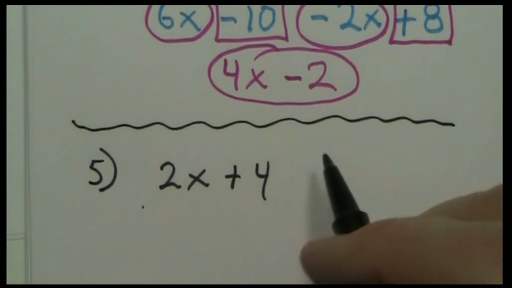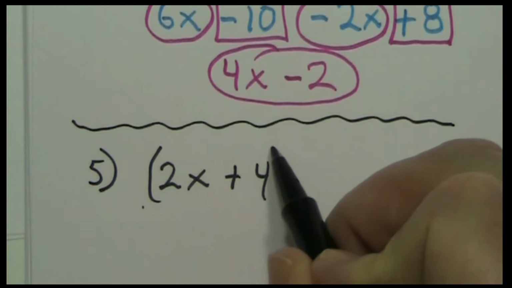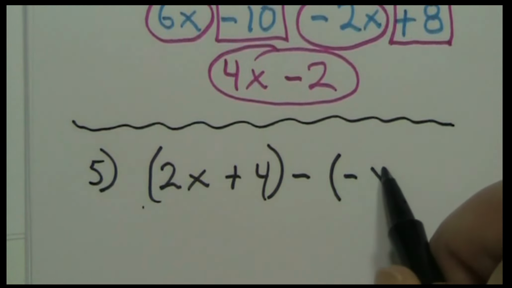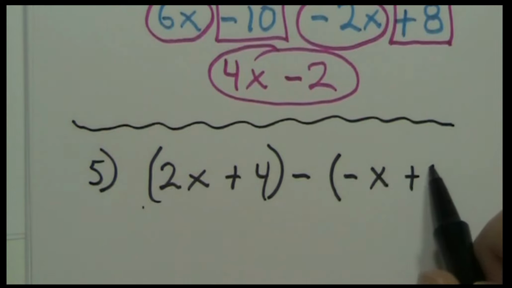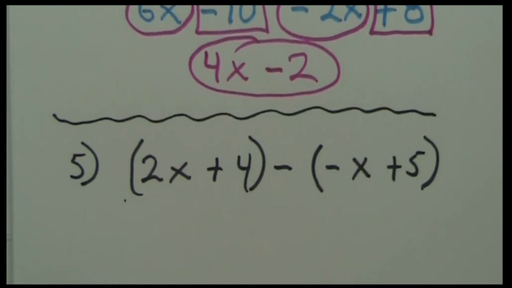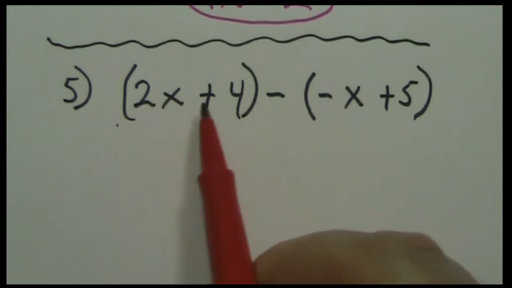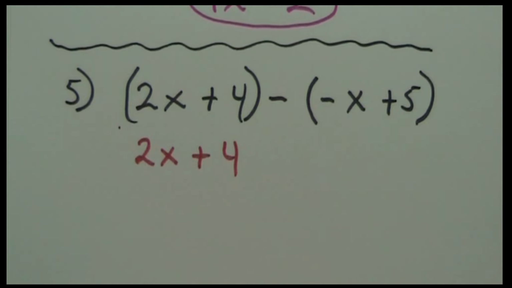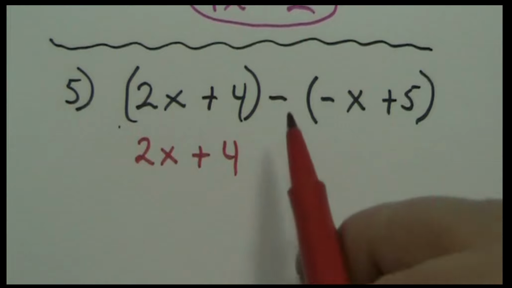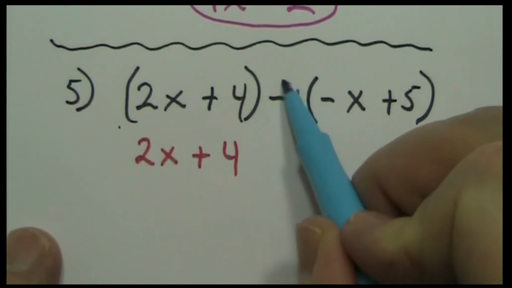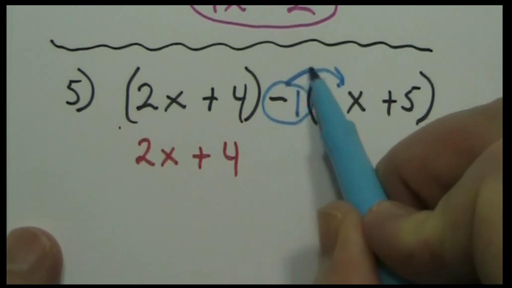So we have 2x plus 4, and this is in parentheses, minus negative x plus 5. Okay, well this is just the same. And then this is your negative 1. And remember, this changes all of this other stuff. It changes their sign.